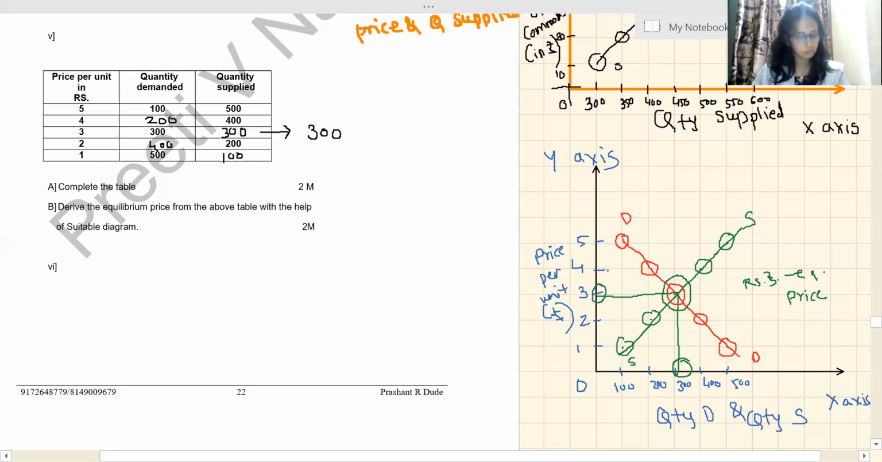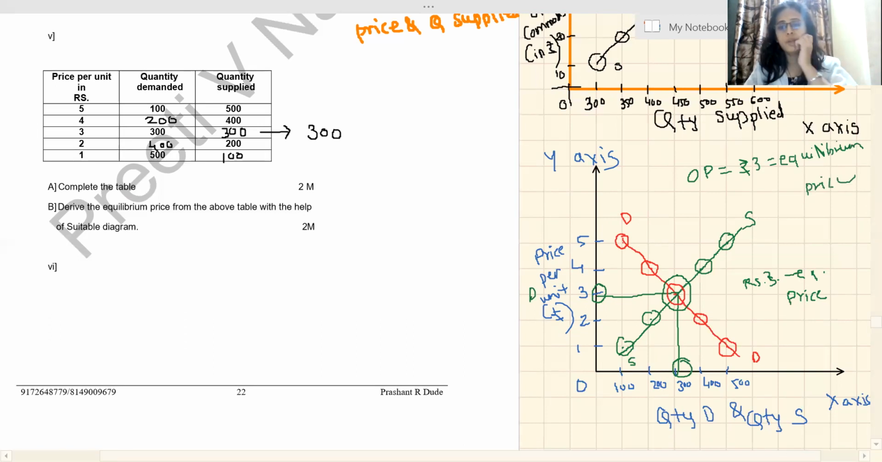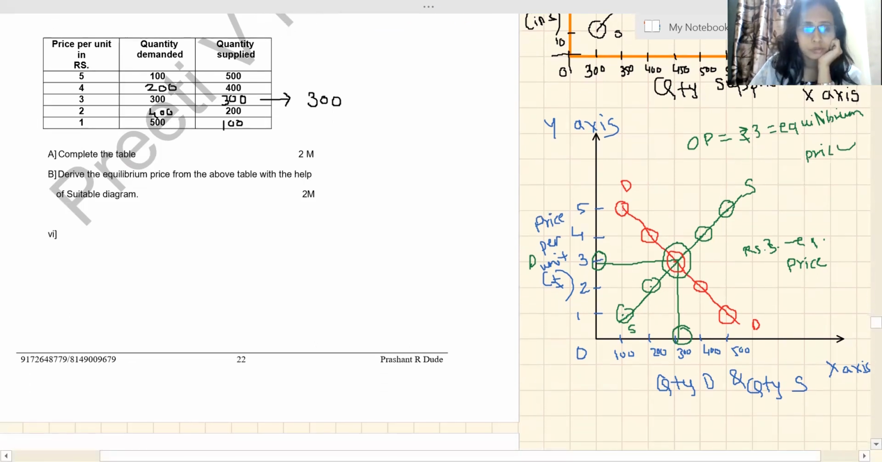Okay, you can label it as OP. So you will say that OP is equal to rupees 3 is equal to equilibrium price. They are saying that show it in the diagram, and we have shown it. We have labeled it properly. Okay, now next diagram, next table.